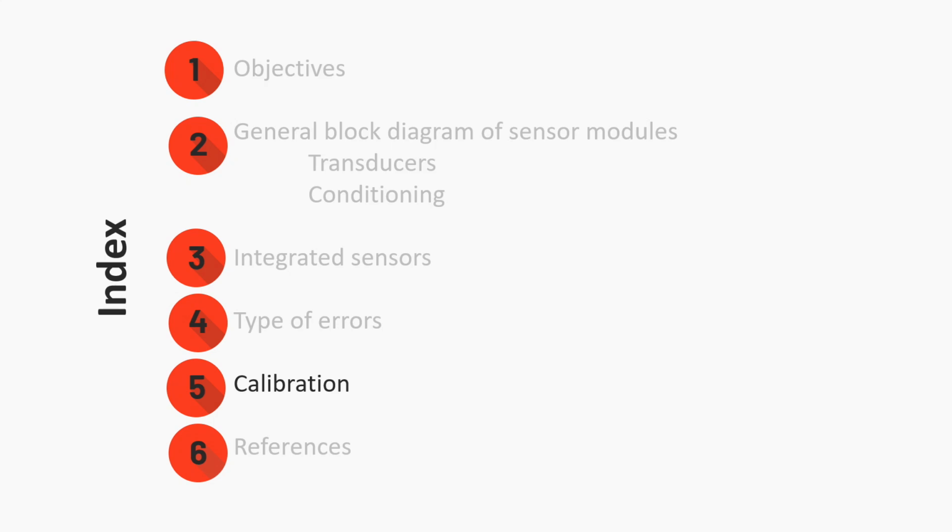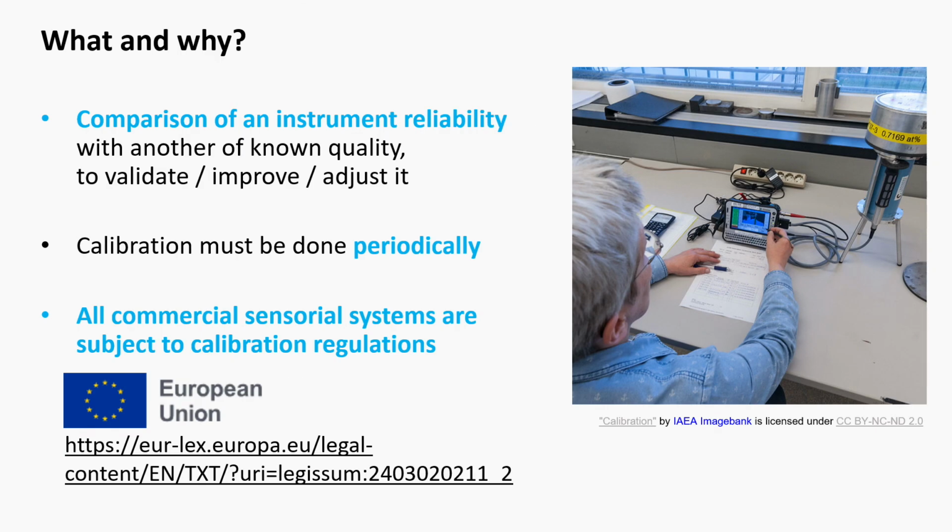Last but not least, we need to talk a little bit about calibration because, as mentioned, it is the way to avoid such amount of errors in the sensorial system that we have been talking about. Calibration is important because it is the comparison of the sensorial system's reliability with another with the same functionality and known quality, in order to validate, improve, and adjust the measurement that the sensorial system gives. Calibration has to be done periodically in all sensorial systems. And all commercial sensorial systems are subject to calibration regulations due to the European Union in the link included.